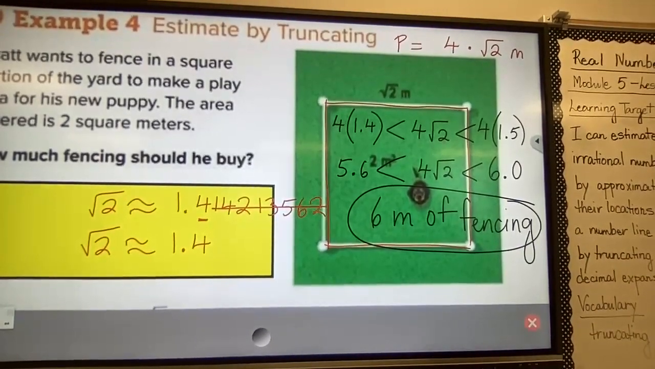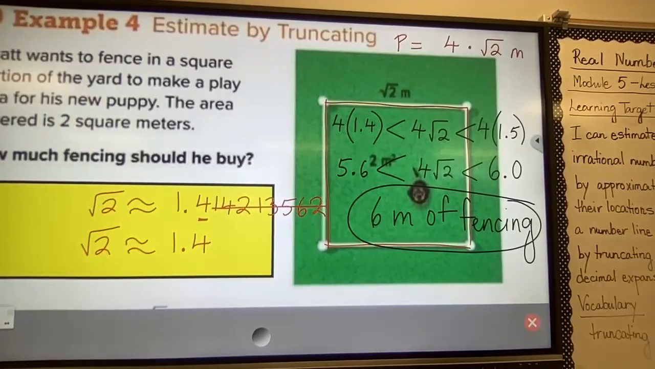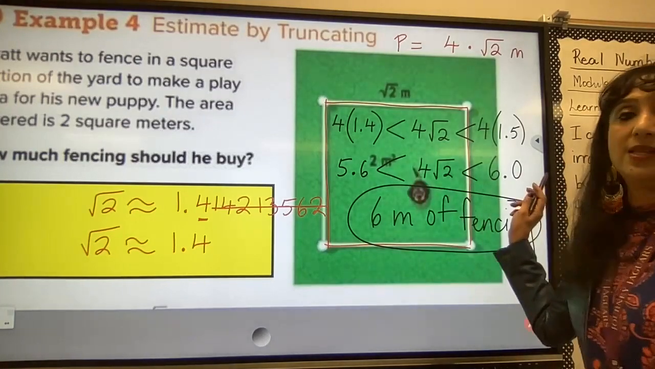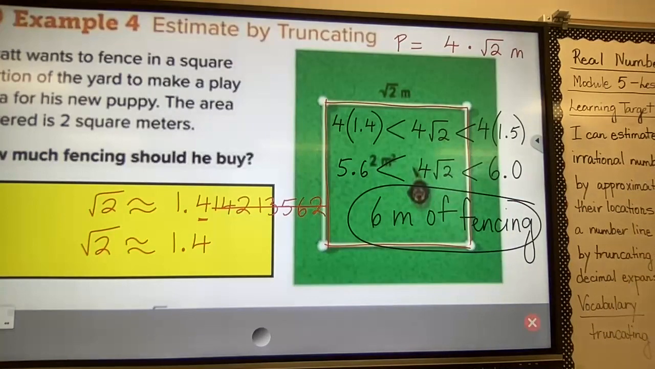All right, so again, why will Wyatt need more than 5 and 6/10 meters but less than 6 meters for fencing? Because Wyatt needs exactly 4 times square root 2 meters of fencing. And by truncating, what happened? The decimal expansion, we got 4 times square root 2 is between 5 and 6/10 and 6 and 0/10, and so he needs more than 5 and 6/10 meters but less than 6 meters.